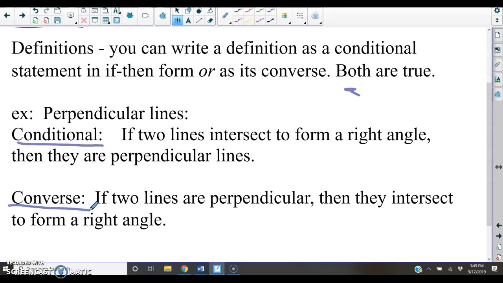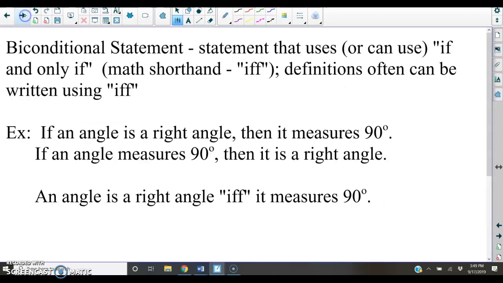Both are true. If two lines intersect to form a right angle, they are perpendicular. If two lines are perpendicular, then they intersect to form a right angle. Pause this if you need to. But a biconditional statement works very well for definitions. We use it, if and only if. And there's the shorthand. Mathematicians get tired of writing things out, so we write IFF for if and only if.